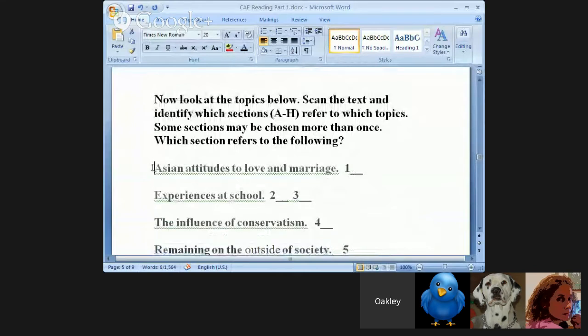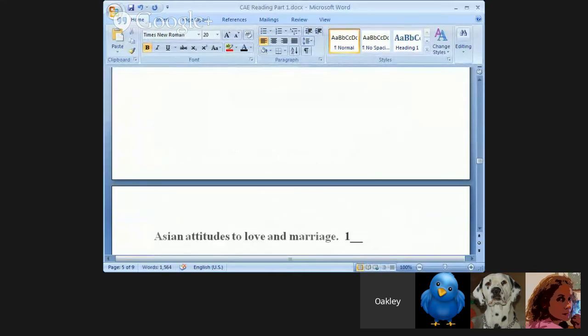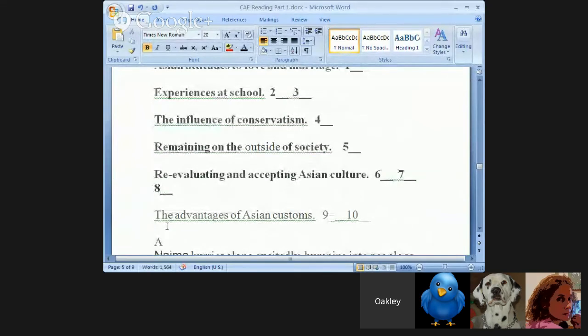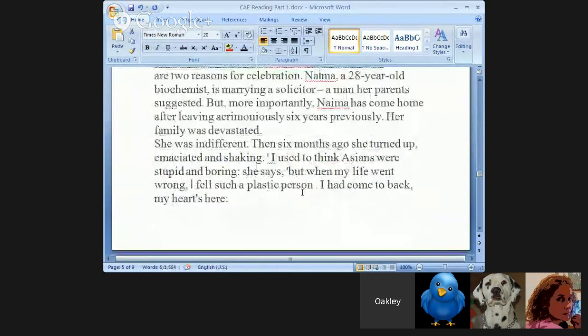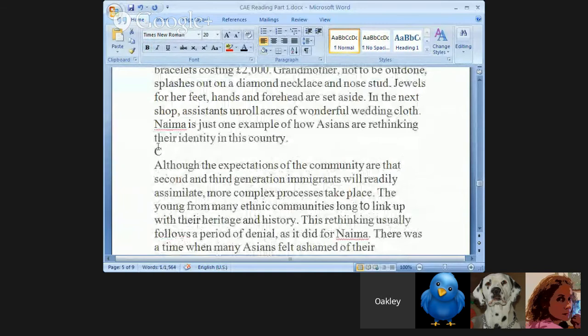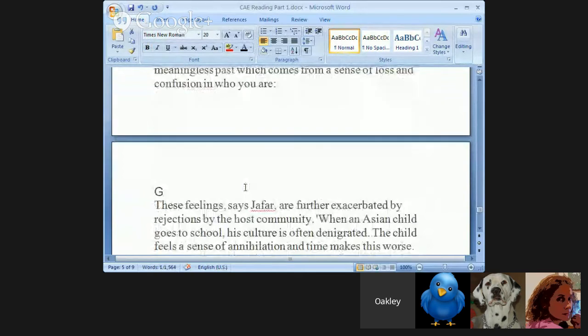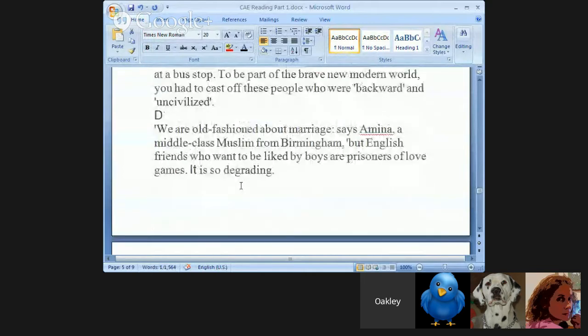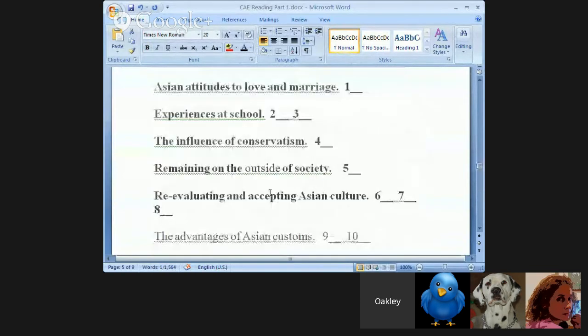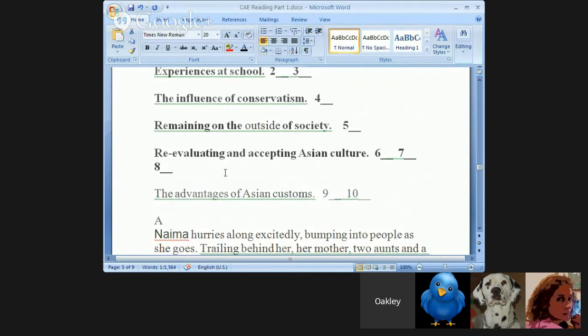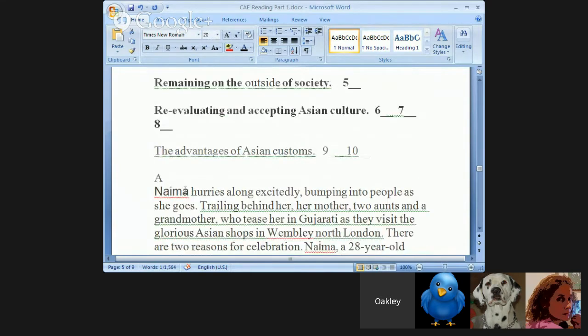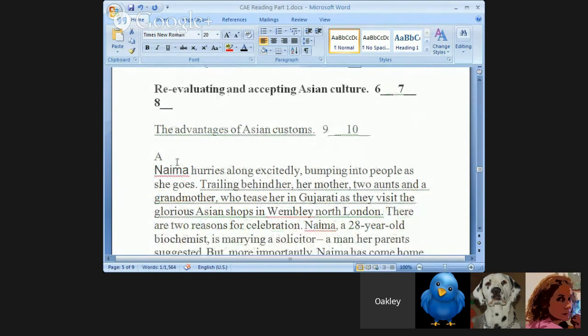Okay. So let me just move this a little so we can see it better. Okay, the advantages of Asian customs. All right, now we've got a piece of writing, and each paragraph or section is labeled. Dear heavens, it's quite long. So this is going to take a lot longer. In the CAE test, there are different combinations in part 1, part 2, part 3, part 4. Some are longer than others. Overall, from what I've read, they're supposed to be 3,500 words in total. So you may end up with a very short piece, and then a very long piece in part 4, for example.